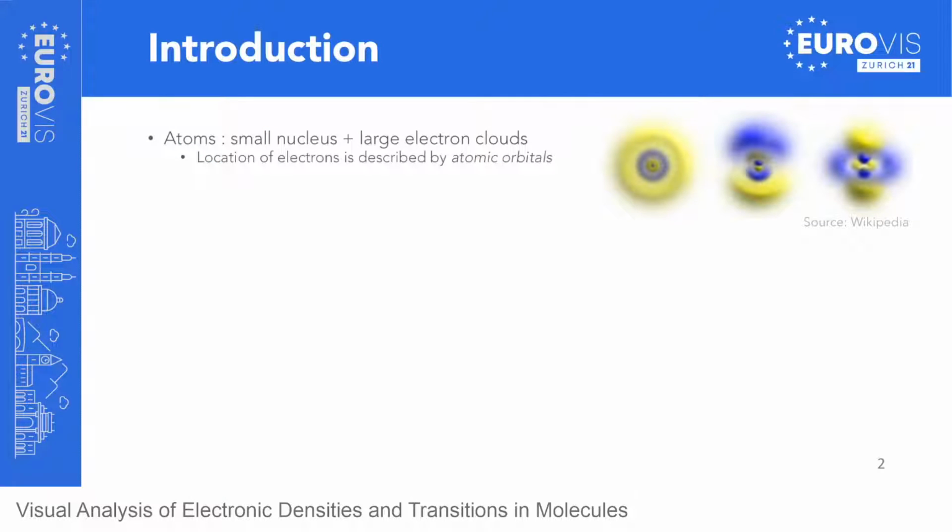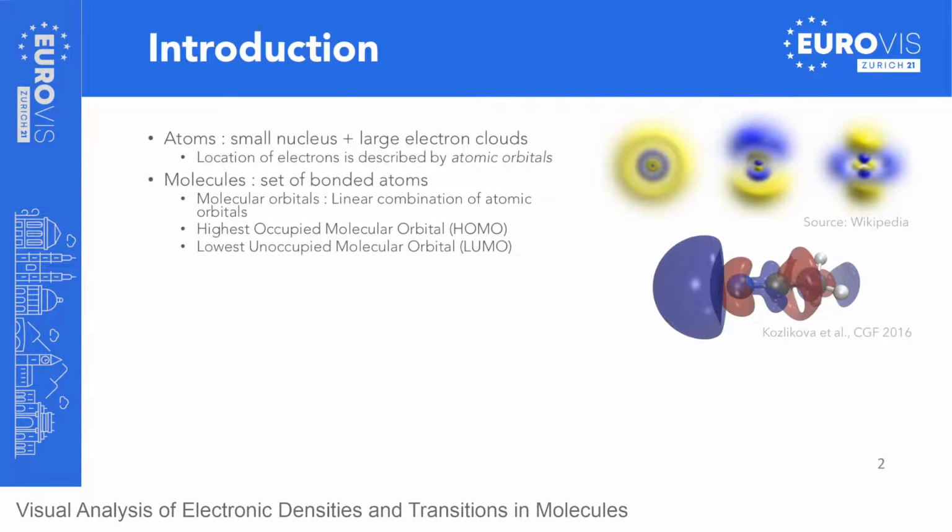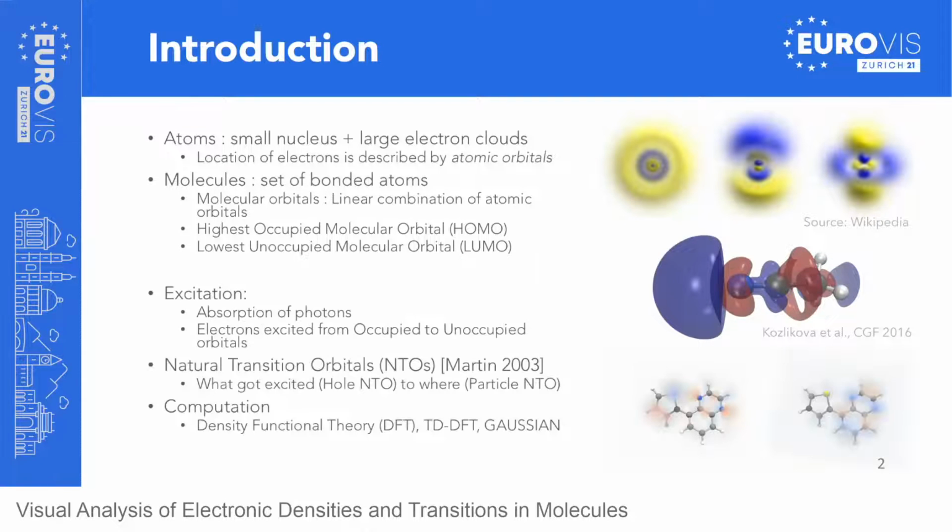Atoms are made of a small heavy nucleus in the middle, surrounded by a large cloud of electrons. The location of electrons is described by atomic orbitals. Molecules are sets of bonded atoms. The location of electrons in a molecule is described by molecular orbitals, which are linear combinations of atomic orbitals. Within a molecule, the two important orbitals are the highest occupied molecular orbital and the lowest unoccupied molecular orbital.